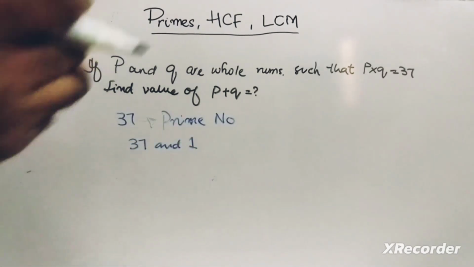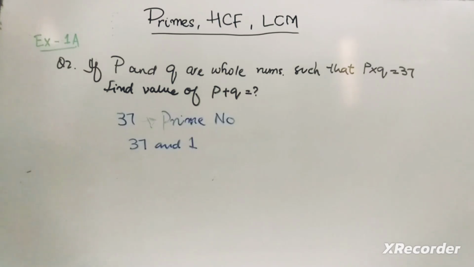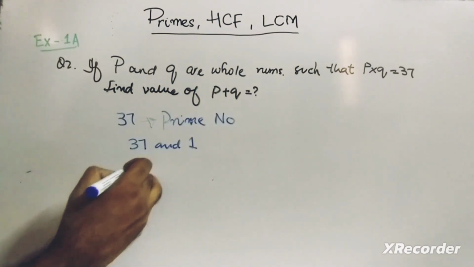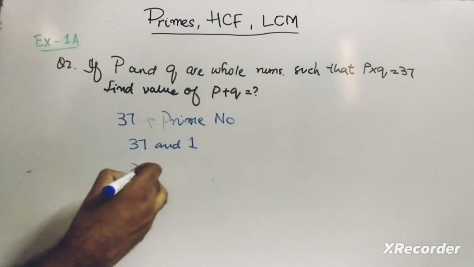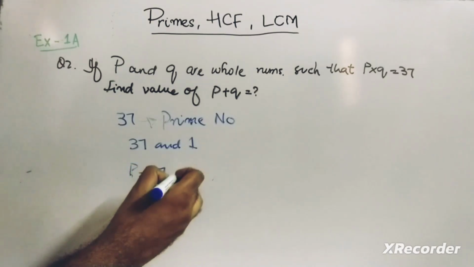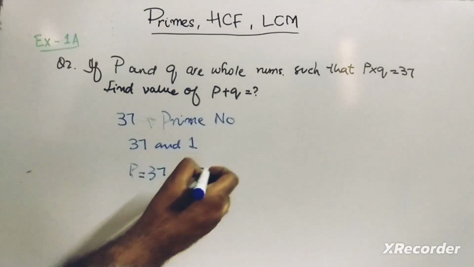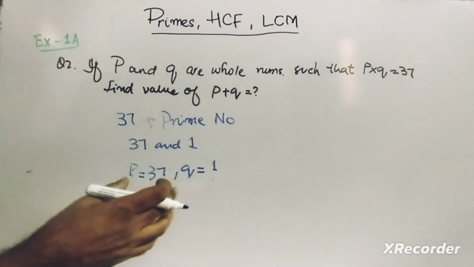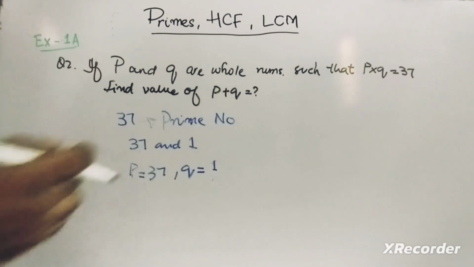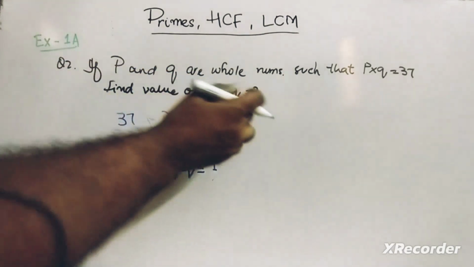So if P multiplied by Q is equal to 37, it means one of them, either P or Q, is 37 and the other is 1. Let's say P is equal to 37 and Q is equal to 1. Why? When we multiply these two numbers, 37 multiplied by 1, it gives us 37, that is given. So now we have found the values of P and Q. So finally, what is P plus Q?